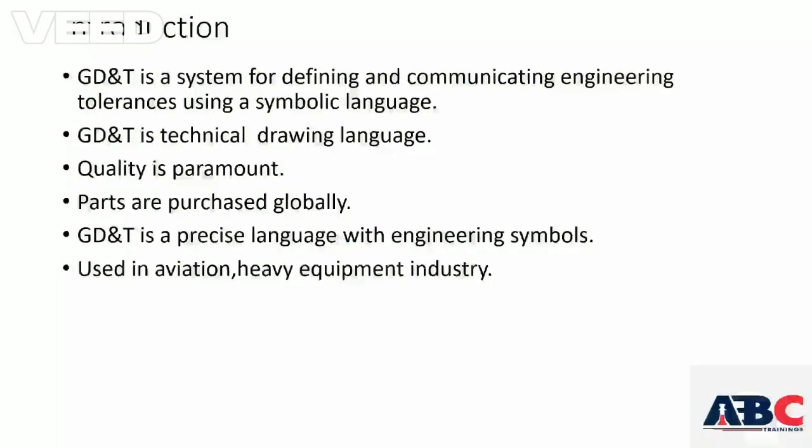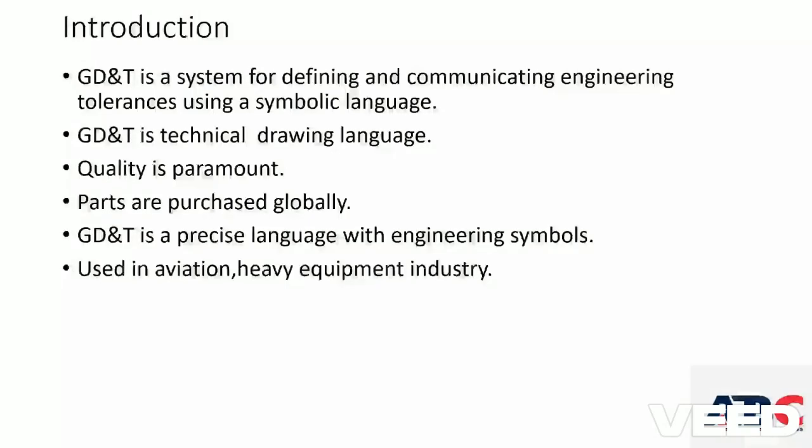So we need to make sure that the design intent is conveyed properly to the manufacturing plant or the supplier, that what we need is properly informed to the supplier. When we use GD&T, since it is a precise language with engineering symbols, these symbols can be understood by all the people in the world. So if we create a drawing using these symbols, it will be easily readable and it will be interpreted in the proper manner by whoever is reading the drawing in the world.